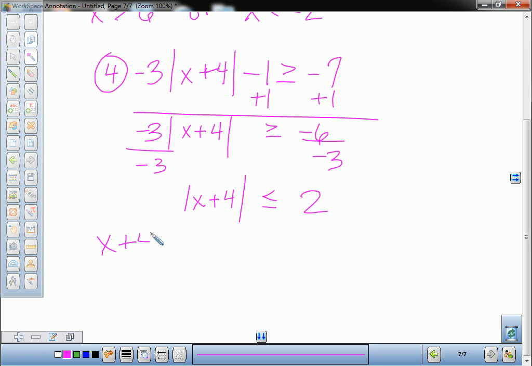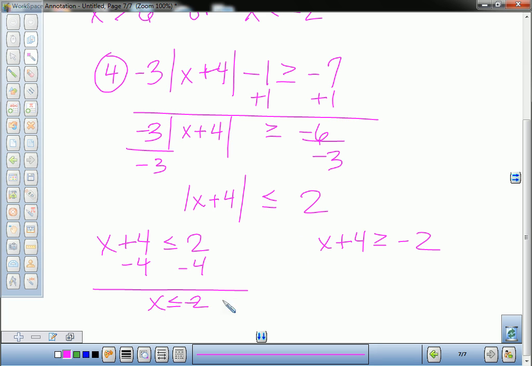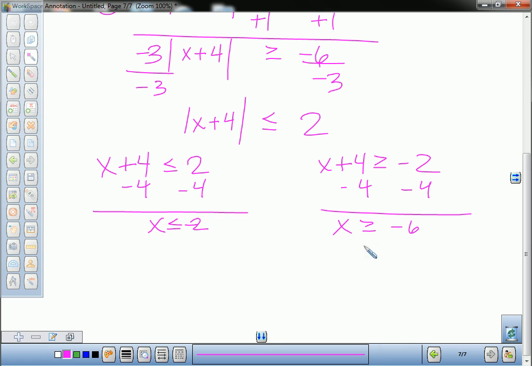So we set up our 2 equations. Switch the inequality, change the sign. So we solve this one. So one solution is x is less than or equal to -2. Our other solution is x is greater than or equal to -6. Now, we could actually write this as a compound inequality because these two do go together. All the values of x are between -6 and -2. And tomorrow we'll talk about how we could show that on a number line or as interval notation.